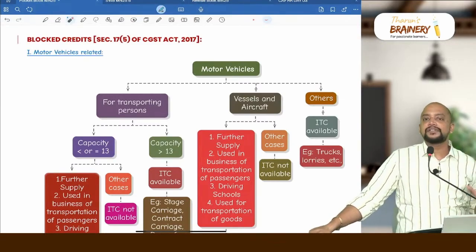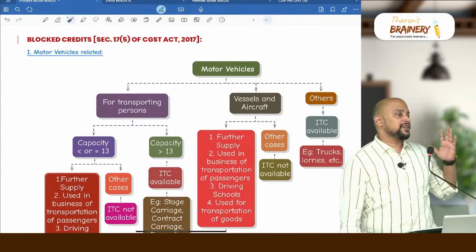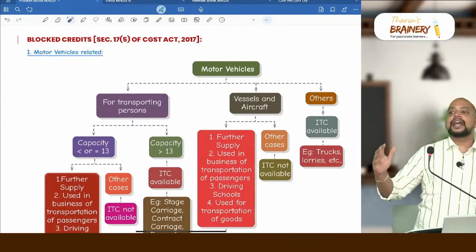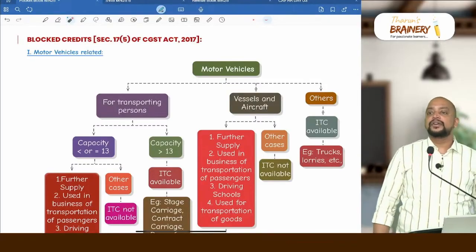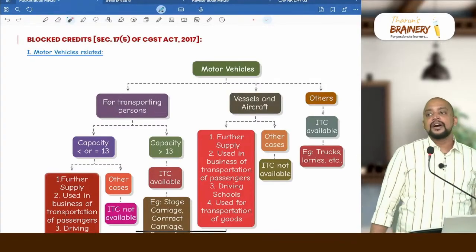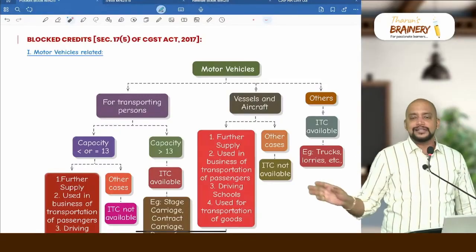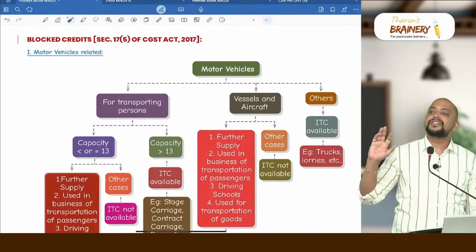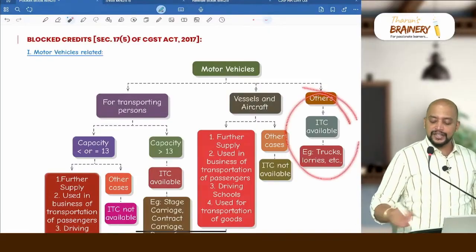So first one, motor vehicle related block credit. Motor vehicles are divided into 3. Motor vehicle used for transportation of persons, vessels and aircrafts, and other motor vehicles. Other motor vehicles means trucks, road rollers, or cranes, or overhead forklift trucks. All these are other motor vehicles on which definitely ITC can be availed. Even ambulance will also come under other motor vehicles.